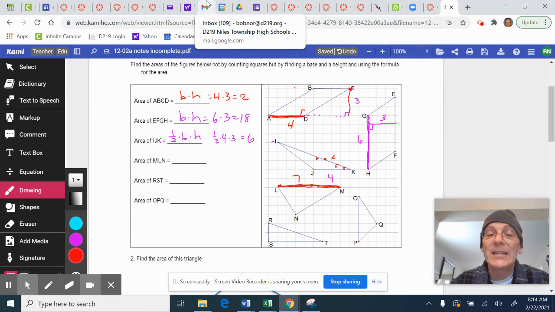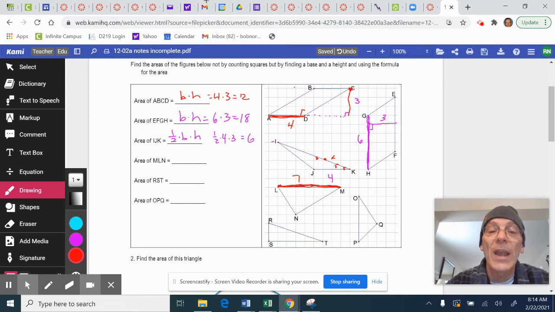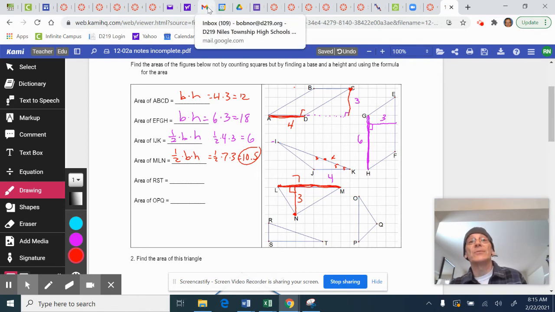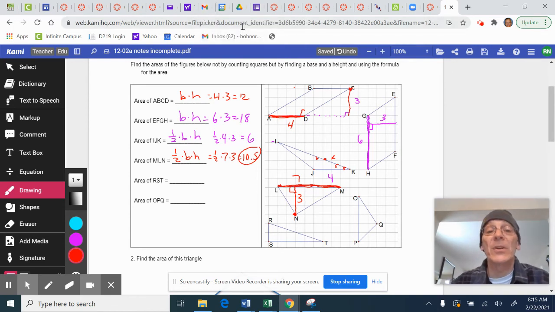What's the height? Well, again, it would go from a right angle until it reaches the opposite vertex of that triangle, and that's 3. So area being 1/2 times base times height, you would get 1/2 times 7 times 3. That's 10.5. You could write your answer as a fraction, write it 21/2. I'd be perfectly okay with that.